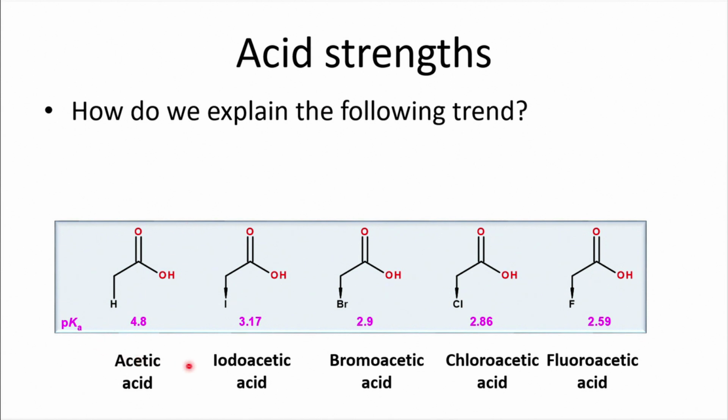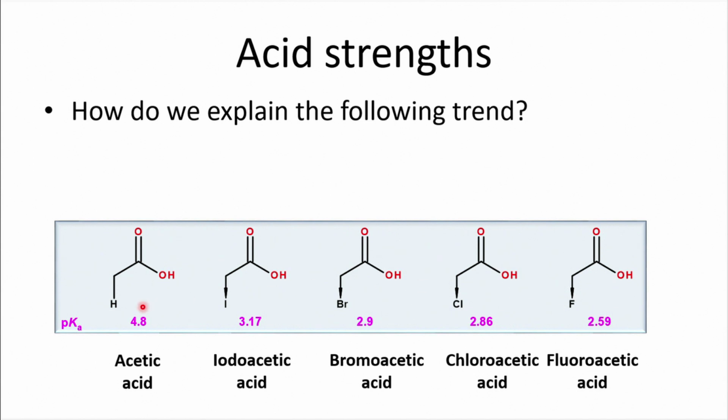If you look at the various acids given here, substituted acids: acetic acid, iodoacetic acid, bromoacetic acid, chloroacetic acid and fluoroacetic acid. If you look at the pKa, in other words the acidity of these various acids, when we talk about acidity, we are talking about the acidity of this particular carboxylic acid proton. So, in the first case, acetic acid is less acidic, that is 4.8. Whereas, fluoroacetic acid is 2.59. In other words, fluoroacetic acid is a very strong acid compared to acetic acid.